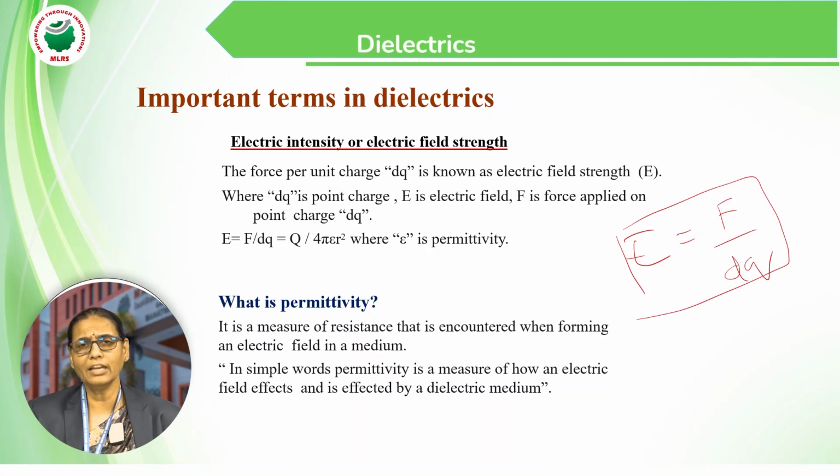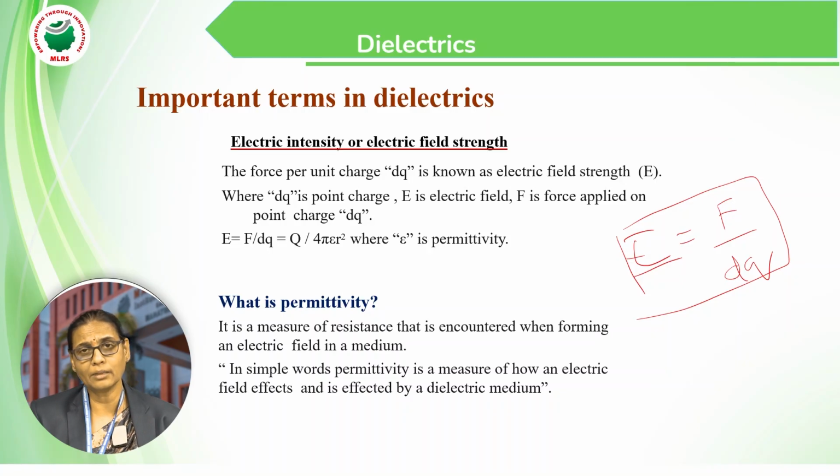What is F? The field which you are applying makes the charge carriers move from one position to another. So, how much force is produced per unit charge? That is called the electric field strength or electric intensity, which we represent by the letter E. Next important thing is what is meant by permittivity. In order to define dielectric constant, we need to define permittivity. Permittivity is a measure of resistance that is encountered when forming an electric field in a medium.